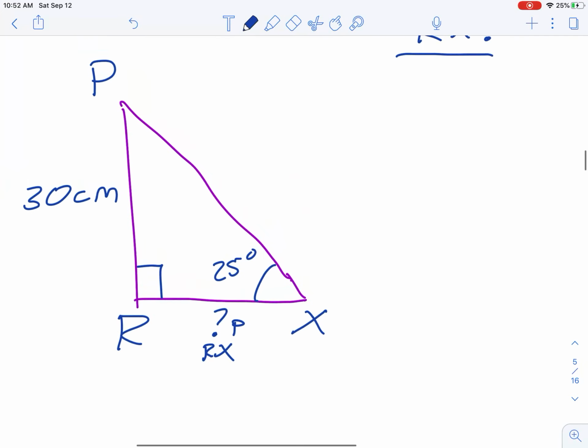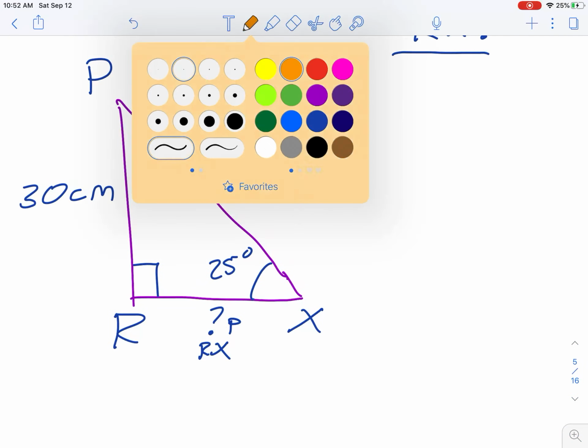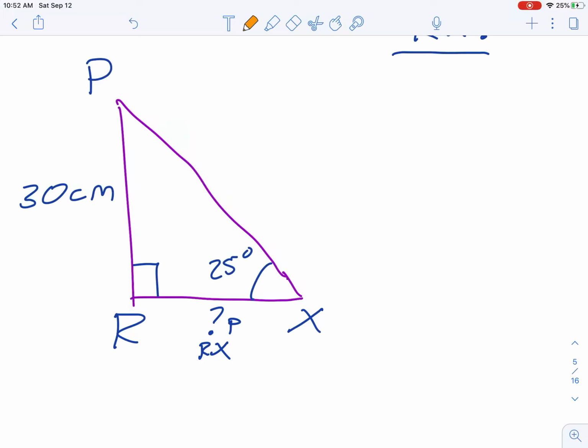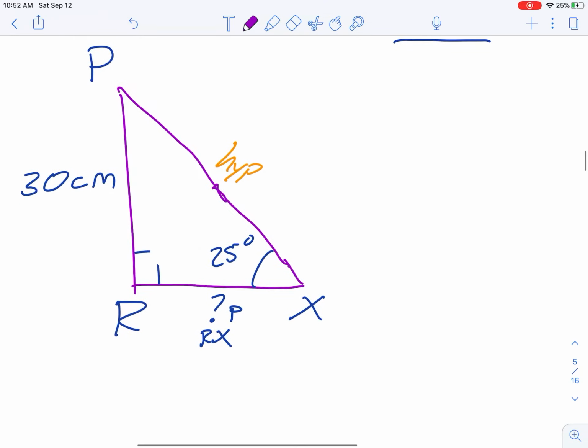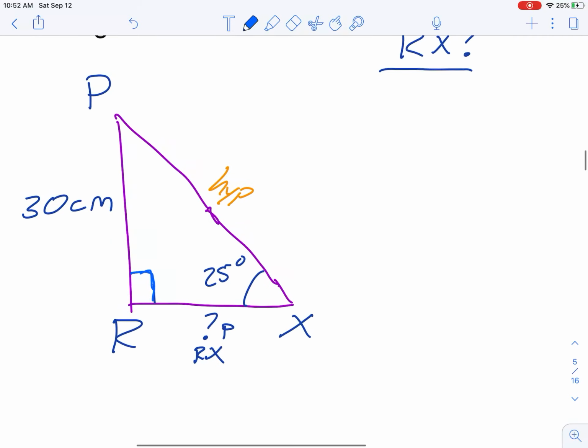So if we look here, we're given a 25-degree angle. Remember, you always want to first show where the hypotenuse is. It's across from the 90-degree angle, so there's my hypotenuse. You always want to do that. Make sure you clarify where your hypotenuse is found.